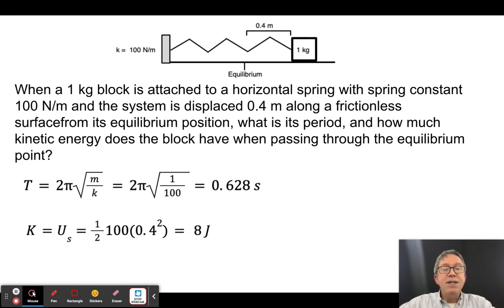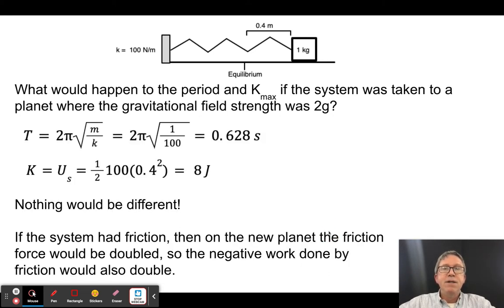Now, here's what we're going to do. We're going to take this to another planet, a planet where the gravitational field strength is 2g instead of g. What's going to happen to the spring block oscillator? And the answer is nothing. Here's why: if I look at the period equation, g is not a part of it. The mass matters, the spring constant matters, gravitational field strength doesn't matter. It's going to oscillate in the same amount of time. What about the energy in the system? Well, the energy is just about the spring, and the displacement is the same, so nothing changed.